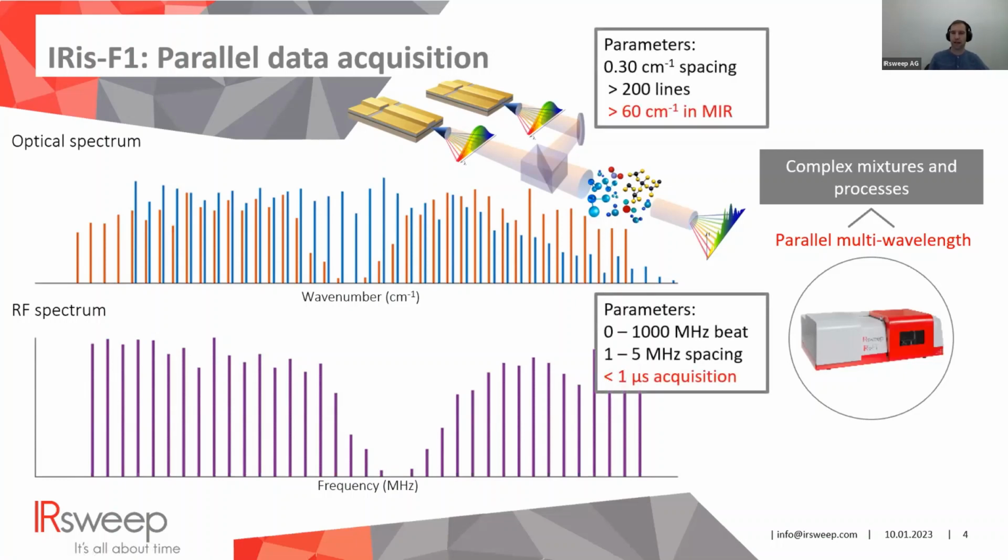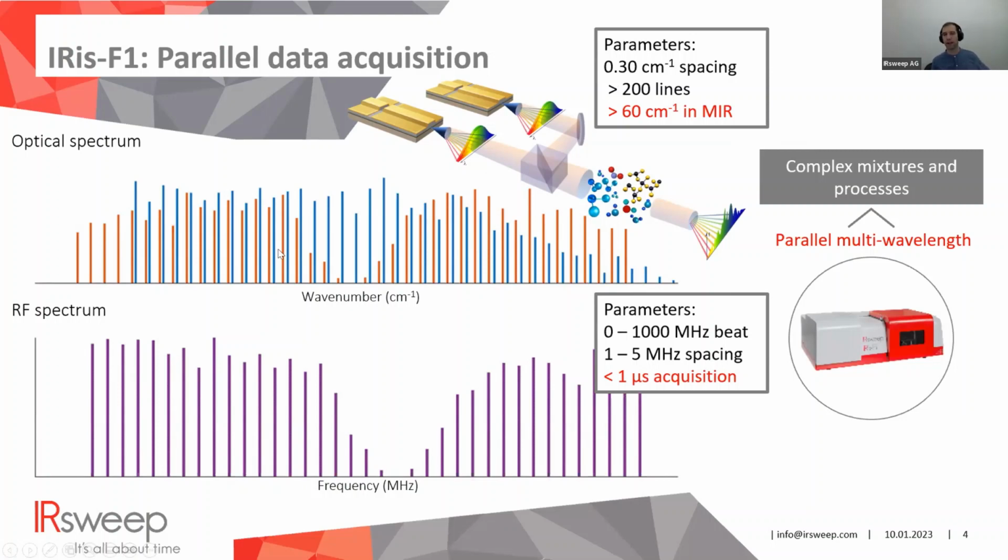When we look at quantum cascade laser Dualcomb spectroscopy, then we have those numbers. We have a comb mode spacing of 0.3 wave numbers of our QCL frequency combs.